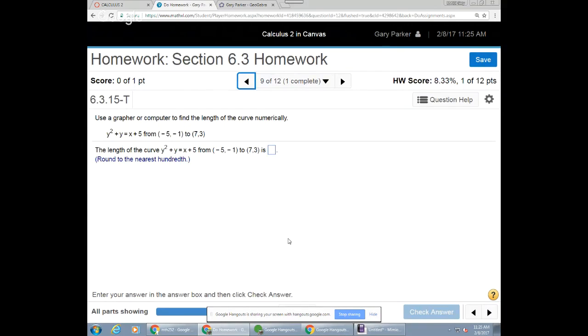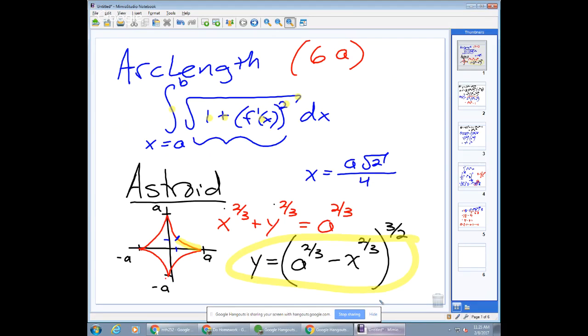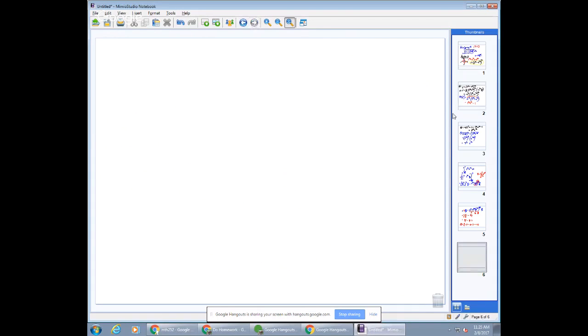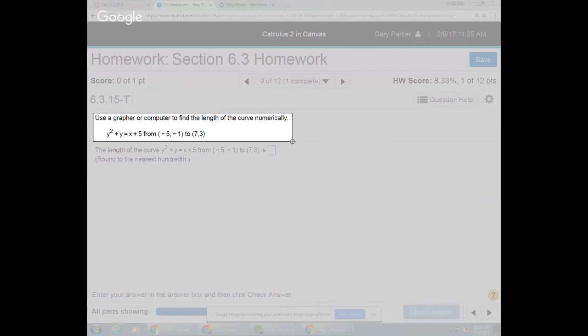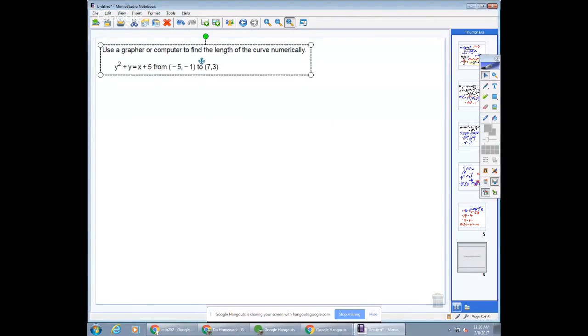Okay. Use a grapher or computer to find the length of the curve numerically. And so we have y² plus y equals x plus 5. And then they give us points to look at. Okay. So this is a sideways parabola. And let's copy that into my notebook.